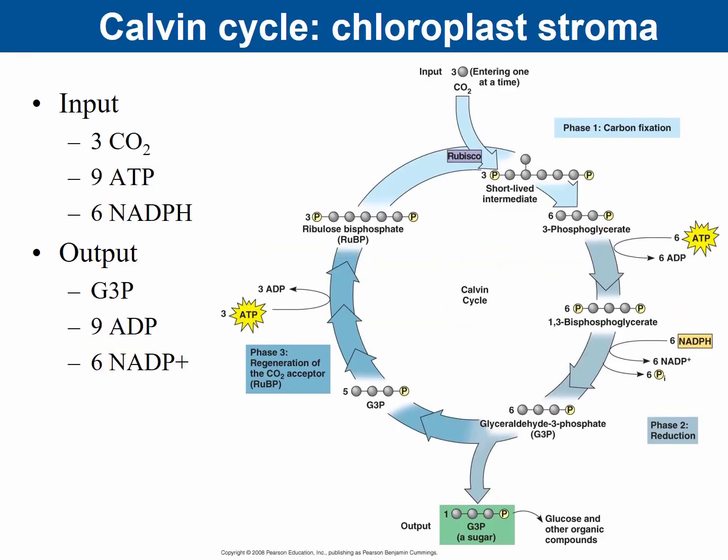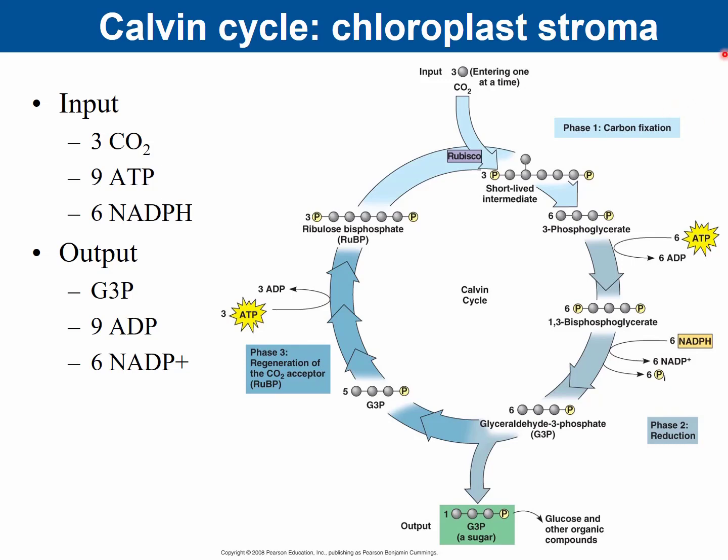For this one, I'm not going to concern you with the numbers, like that you have to put in 9 ATP and 6 NADPH. Don't worry about that for this purpose. What I do want you to know again is what goes in, what comes out, and where it happens. The Calvin cycle takes place inside the stroma, which, remember, is the space inside the inner membrane but outside of the thylakoid membrane.